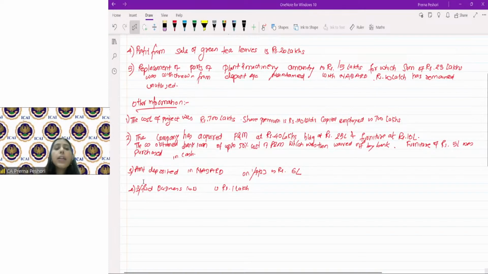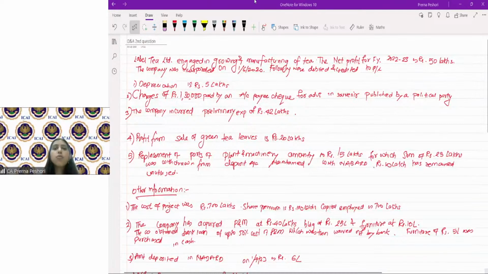The company has acquired the plant and machinery at 40 lakhs, building at 25 and furniture at 10. The company obtained a bank loan of up to 50% of the cost of plant and machinery, which was then waived off by the bank. Furniture of rupees 5 lakh was purchased in cash. Amount deposited in NABARD on 1/7/23 was rupees 6 lakh. Brought forward business loss is rupees 1 lakh. I'll ask you to write down this question first and then start solving.